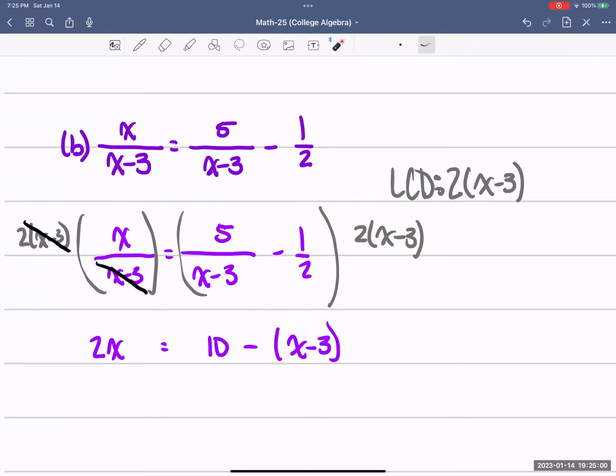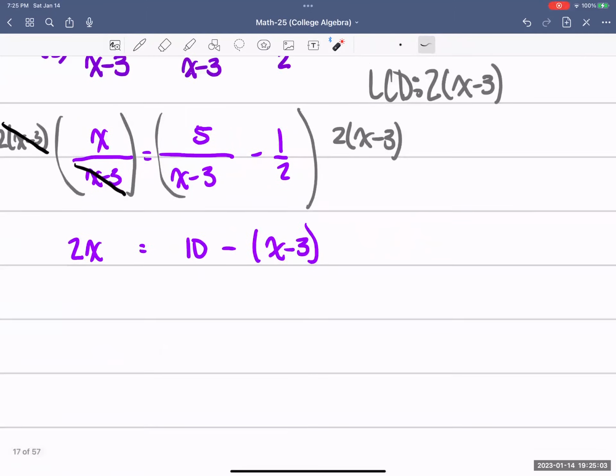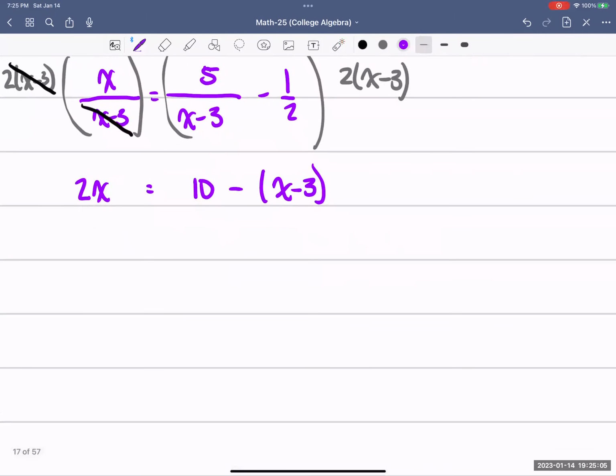So now we have an equation that we could solve for. So first thing, we're going to distribute that through. So 2x is equal to 10. Negative times positive is negative, so negative x. And negative times negative is positive, plus 3. And continue to simplify. 2x is equal to negative x, then we have 10 plus 3. That's going to be 13.